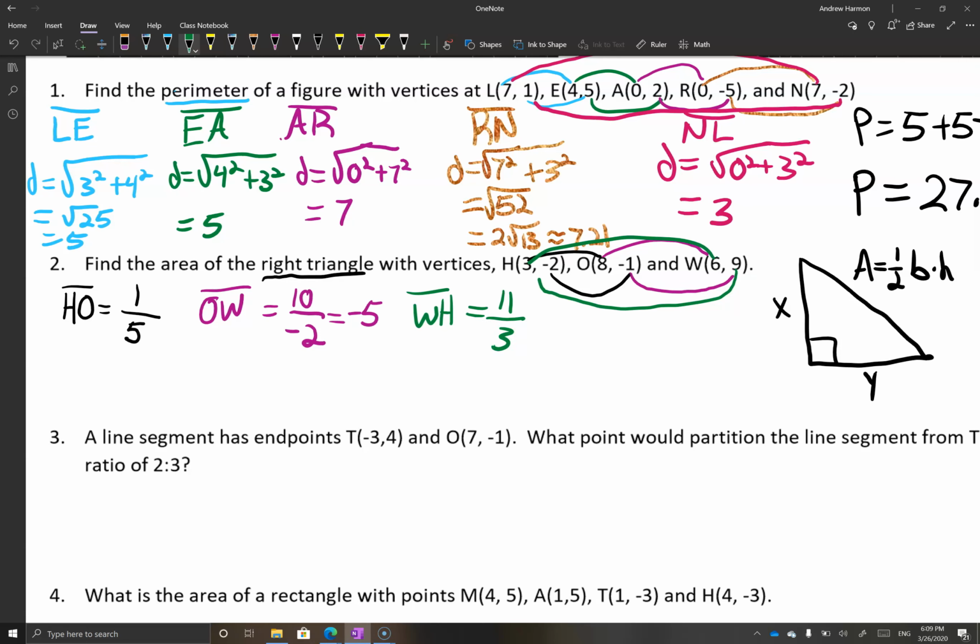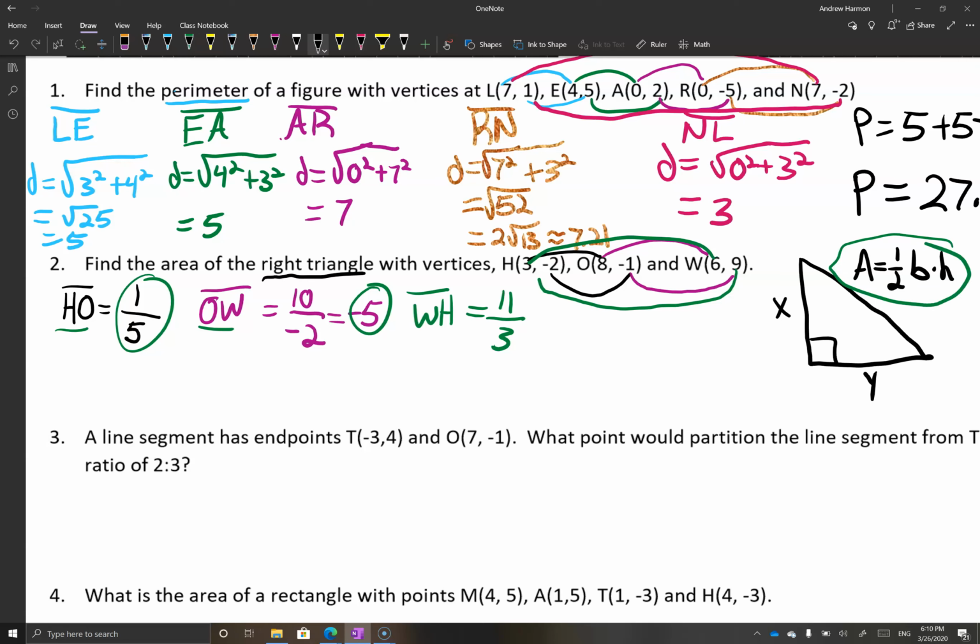If we look at each of those slopes, all we have to do now is decide which one has opposite reciprocal slopes. So you may notice that HO and OW, their slopes are opposite reciprocals. So now all we need to do is find out how long each of those sides are and then plug it into our area equation.